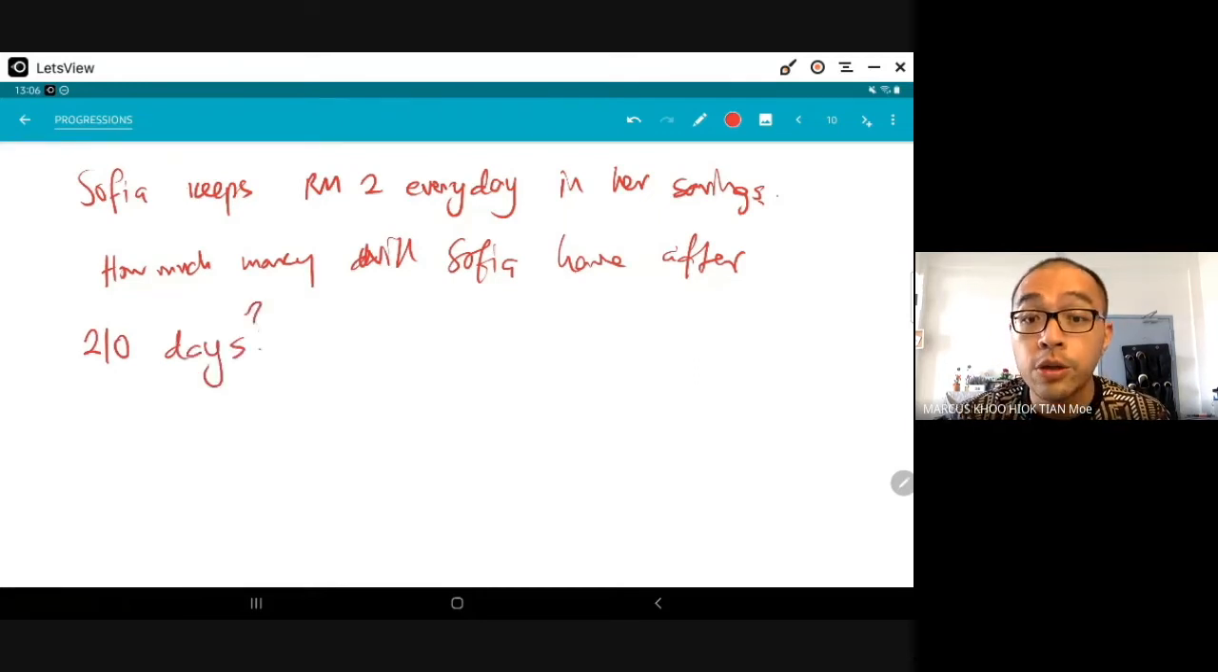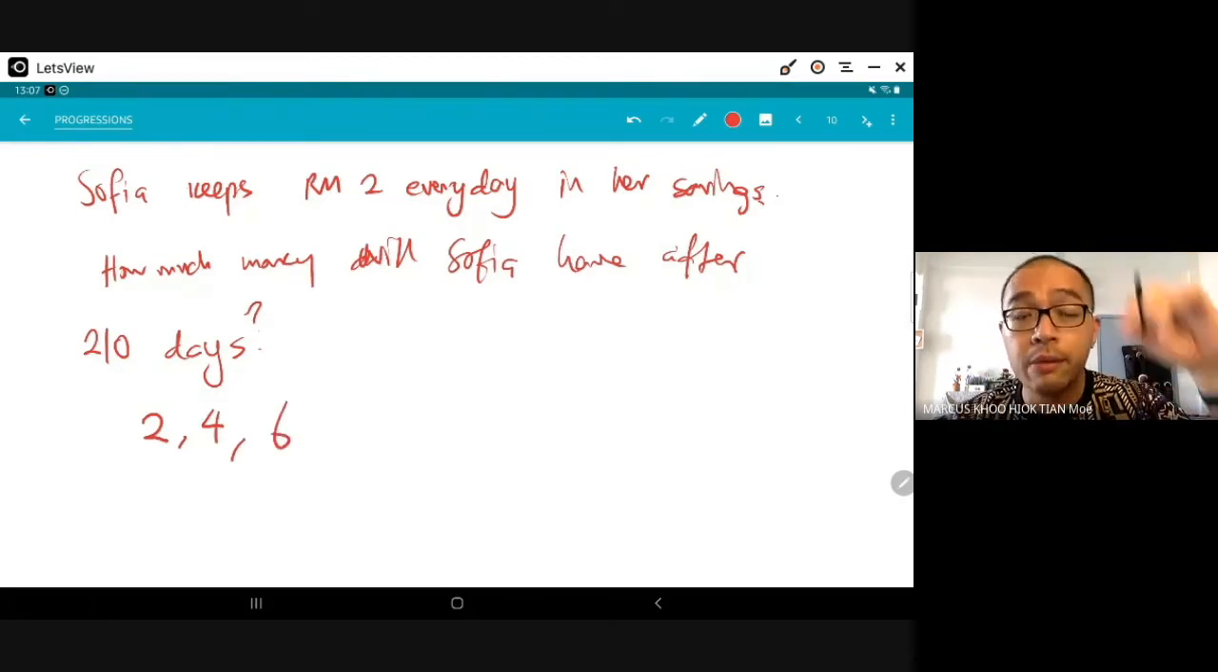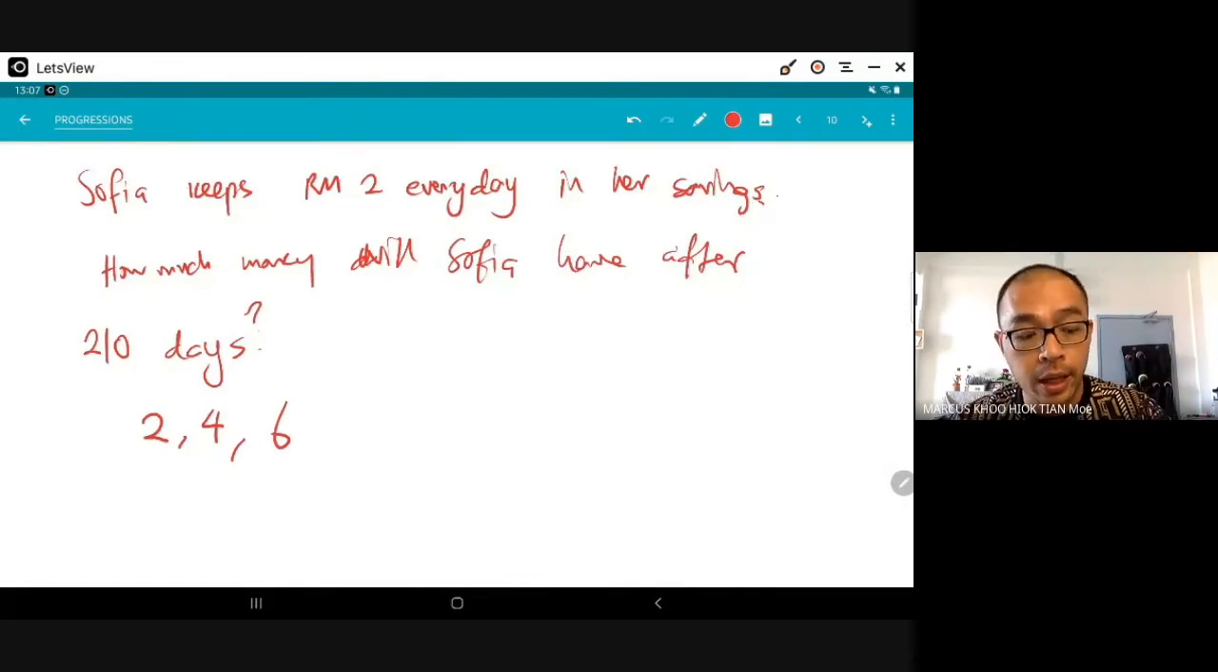Okay, so you can go about this the long way, kan? 2 tambah 2 tambah 2 tambah 2 for 210 lah. Or you can build the arithmetic progression. What is the arithmetic progression? Hari pertama berapa ringgit? 2. Kan? Hari kedua 4. Hari ketiga 6. So hari-hari dia tambah RM2 di dalam. Every day she keeps RM2 inside. Okay, and we have our arithmetic progression sudah.